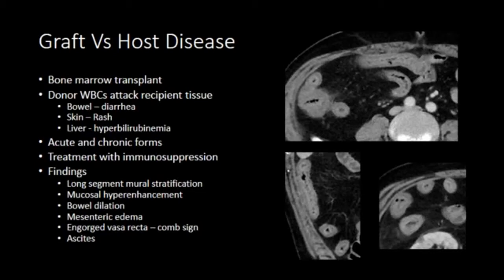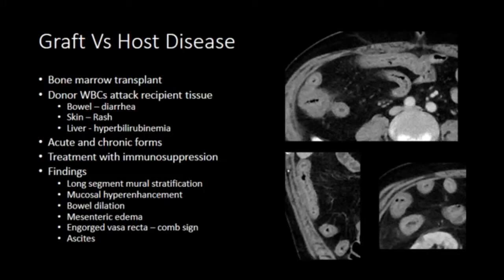And the biggest way you can differentiate these two is infectious enteritis tends to occur more commonly in neutropenic patients or immunocompromised patients who have not yet received a bone marrow transplant, where graft versus host disease is isolated to patients who have undergone bone marrow transplantation.